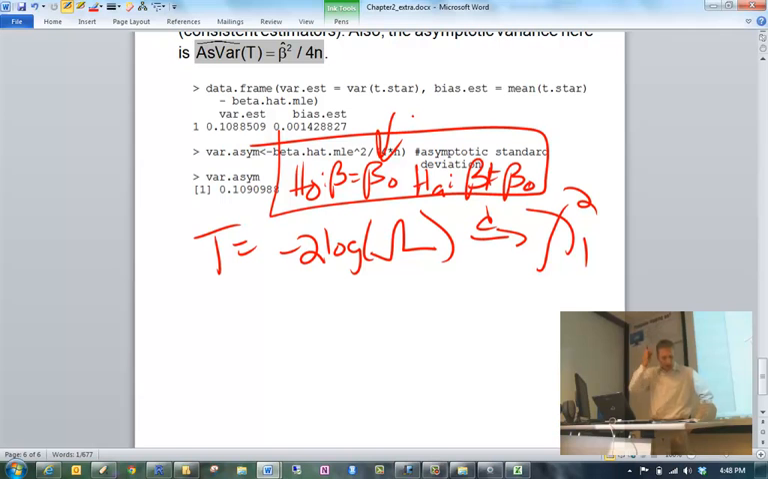So that takes us then to page 215. Okay, let me just take a quick look here.